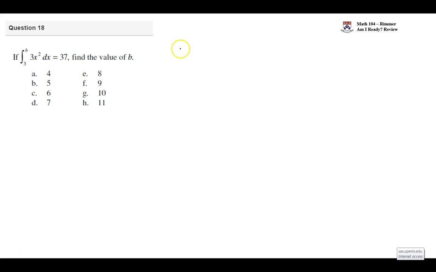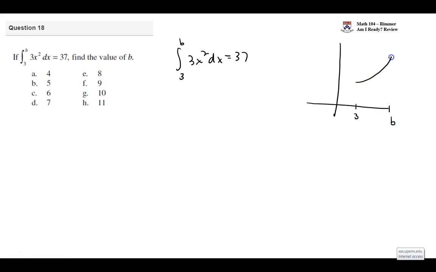And we have the integral from 3 to b of 3x squared dx being equal to 37. This function from 3 to some value b has the following look to it, and the area under the curve is equal to 37. This is f of x being equal to 3x squared, and it's our job to find b.